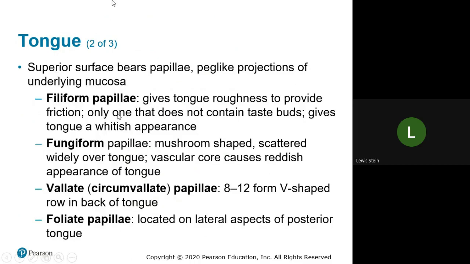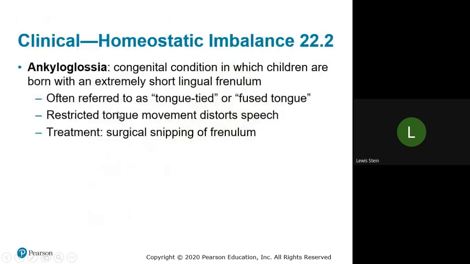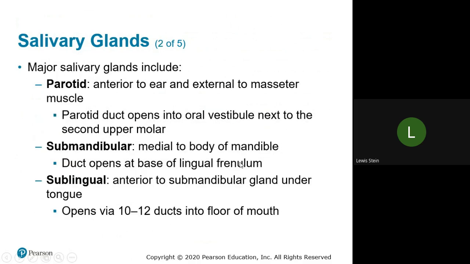Not doing the taste buds, they were special senses. Not doing the tonsils, they were immune. Not doing the tongue. Here's the saliva, what it does. The big salivary glands are really important. And here they are. The largest, if you're wondering, is the parotid. Parotid is a big player.